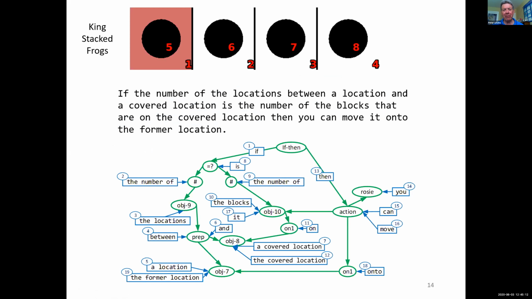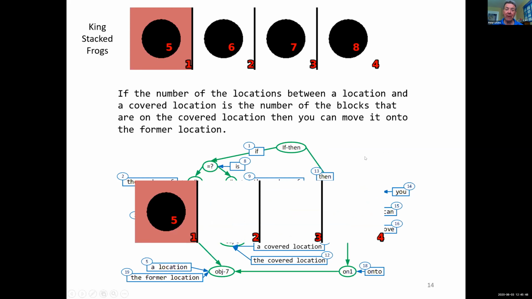Here's a diagram of the final meaning structure that comes out of this. The green ellipses are meaning structures, and the blue rectangles are the pieces of language that went into creating those pieces of meaning. And so here we see that we have two things, a covered location and the covered location, that end up pointing both to object 8. And the blocks and it both point to object 10. So we've been resolving those co-reference situations. And finally, when we do all that and we run the agent, Rosie indeed stacks all the blocks up using that rule.